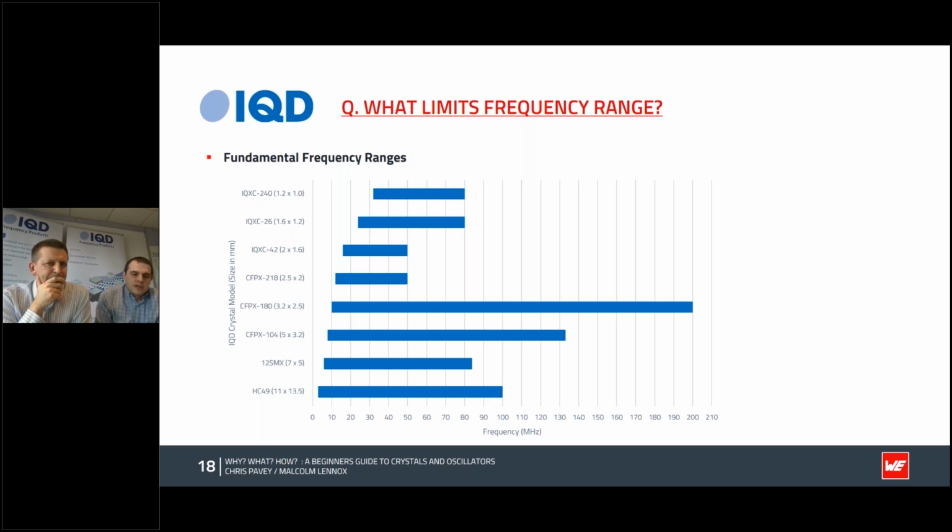Modern surface mount AT cut crystals usually aren't produced with a resonant frequency lower than about 8 MHz. This is due to the physical size of the crystal blank, as lower frequency crystals are much thicker than higher frequencies. As this graph shows, as the crystal size is reduced, the lowest available frequency for that package size is increased.